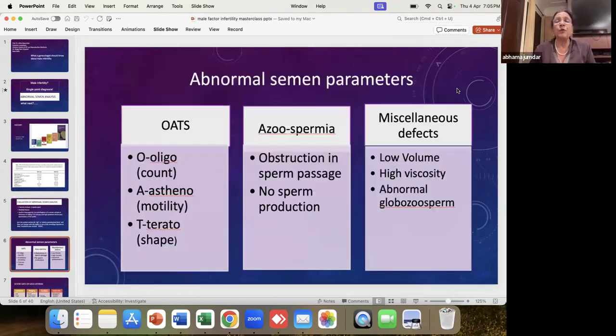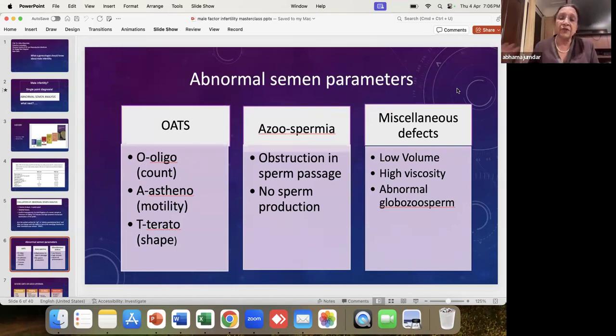Now, what is abnormality in semen parameters? Either you get OAT. O is oligo, that means the count is lower. A is astheno, where motility, especially the progressive one, is lower. T is terato, where normal sperms are less than 4%. Then you have one condition where you have azoospermia. You've got a centrifugation done and they say no sperm seen. Here, there could be two things.